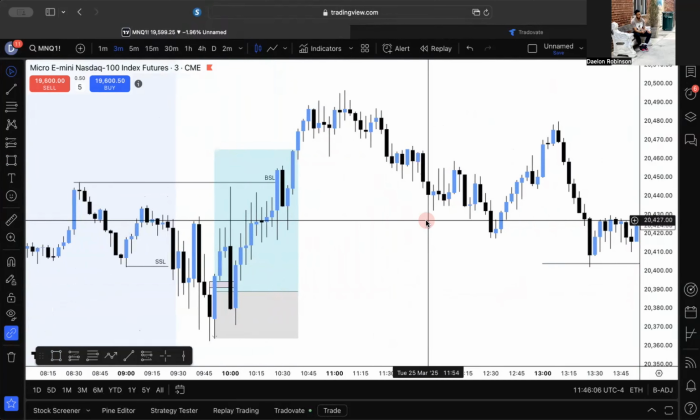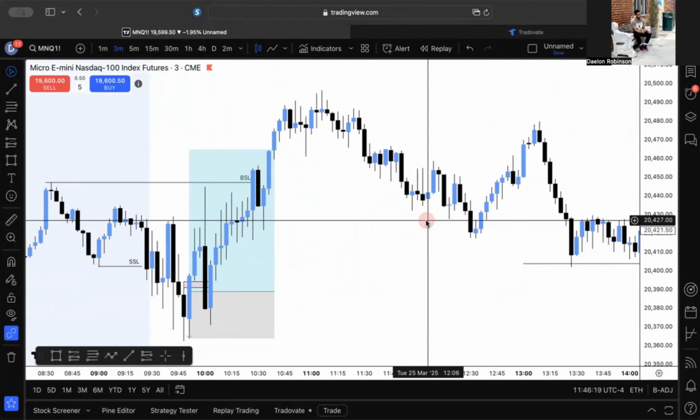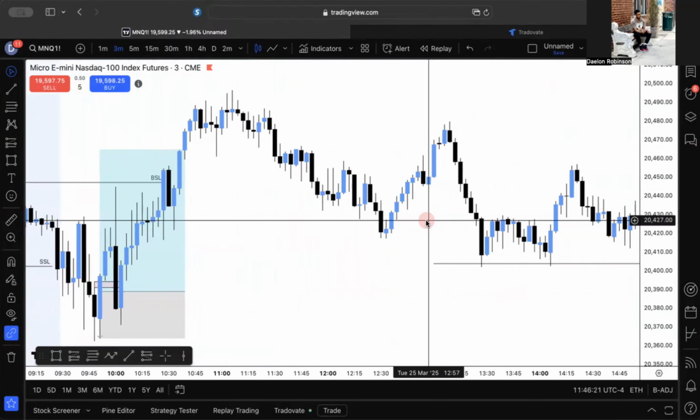Realistically, what we generally risk is about five micro contracts here with anything related to MNQ. So that would have been a nice 750 on the day there.